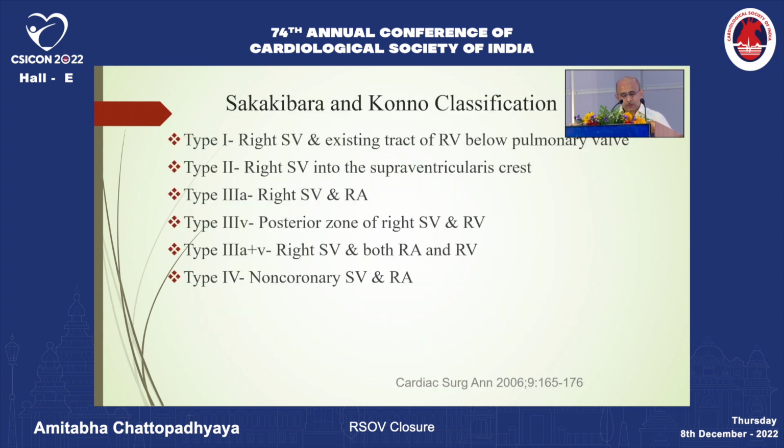According to the Sakakibara and Konno classification, type 1 is the right sinus of Valsalva, exiting into the RV below the pulmonary valve. Type 2, right SV into the supraventricular crest. Type 3A, right SV and RA. Type 3V, posterior zone of the right sinus of Valsalva and the RV. Type 3A plus V, right sinus and both RA and RV. And type 4, non-coronary sinus of Valsalva and the right atrium.